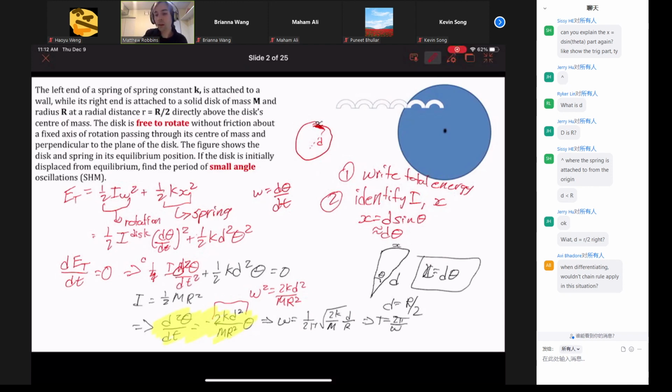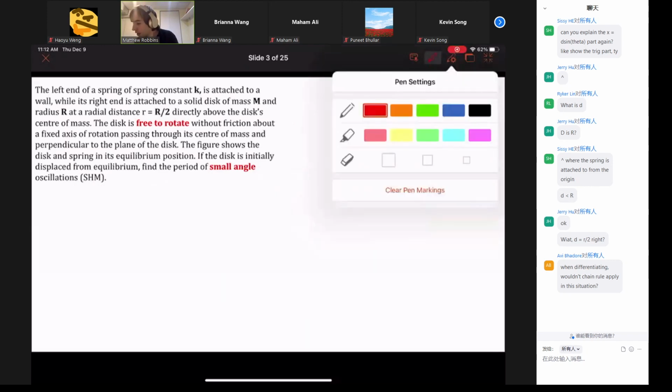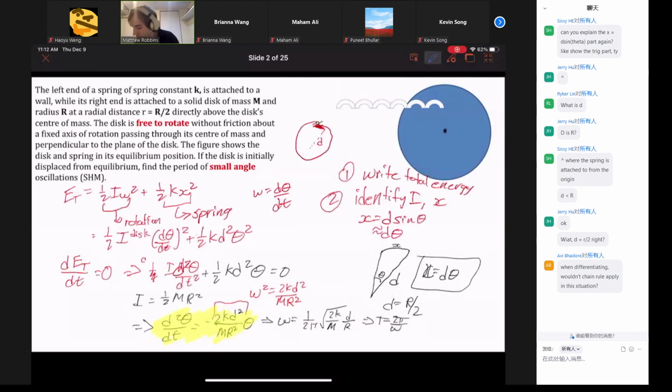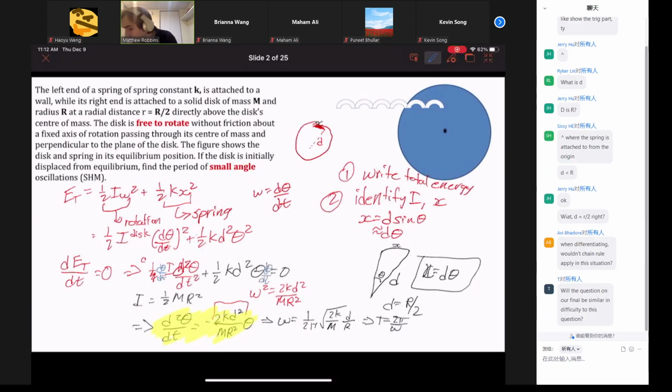So then I see a question in chat. When differentiating, wouldn't the chain rule apply in this situation? Yes, it would. Though I skipped a couple steps. Here, basically, when you differentiate, you have a common factor of the derivative of theta. So you basically end up with the derivative of theta with respect to time in the first term, derivative of theta with respect to time in the second term, and they end up canceling.